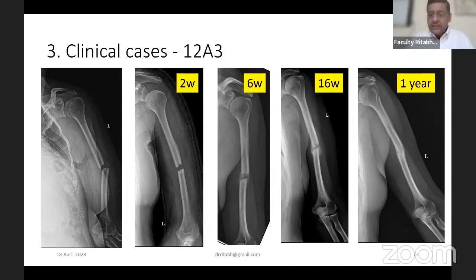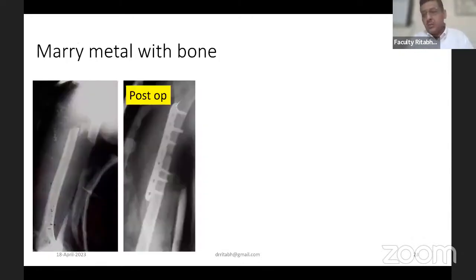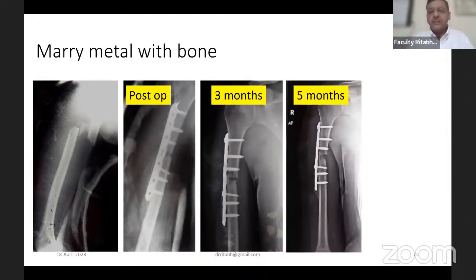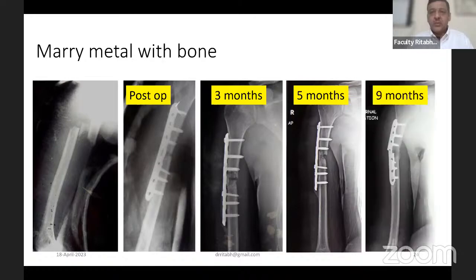Now, in our eagerness to improve outcomes, we marry metal to the bone. So this is another example of a humerus fracture, and a plate has been fixed and a plaster slab has been given. So the metal and bone now have to stay married. So this is 3 months. This is 5 months. And this is 8 months. Divorce.